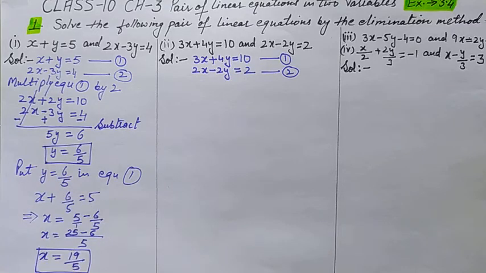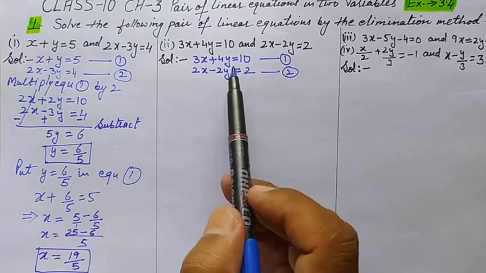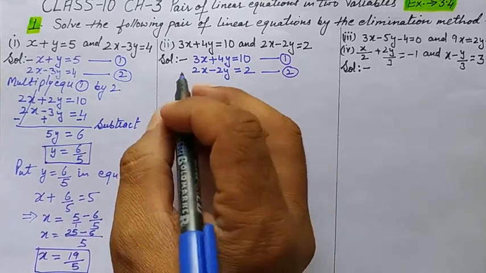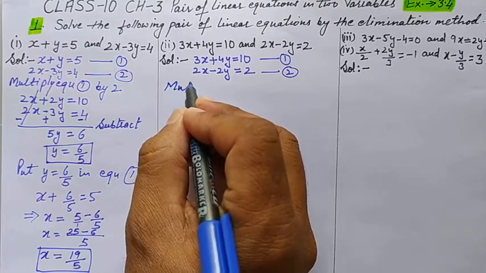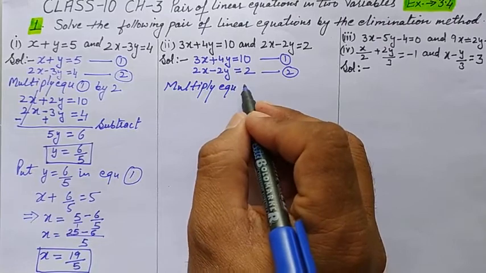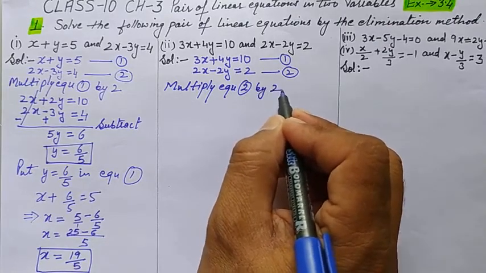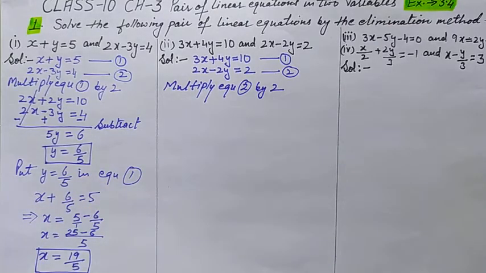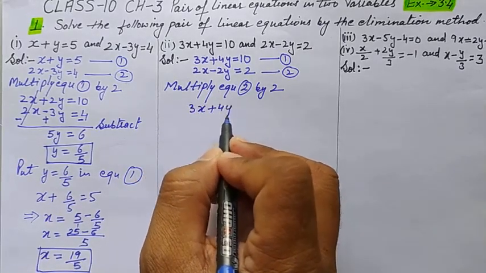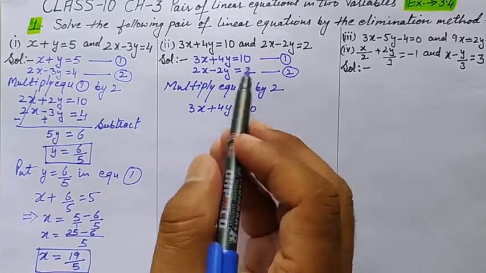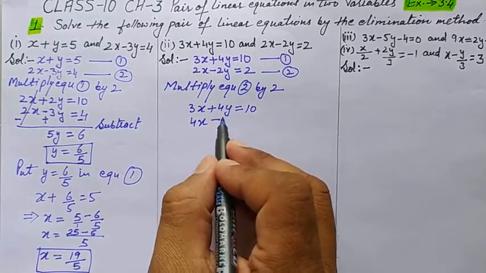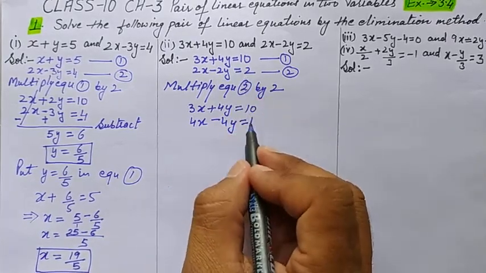So we can do it with the second option, that is, we'll multiply equation 2 by 2. We'll write: multiply equation 2 by 2. Now the first equation we'll write as it is, 3x plus 4y is equal to 10, and the second equation we multiply by 2, so it becomes 4x minus 4y is equal to 4.